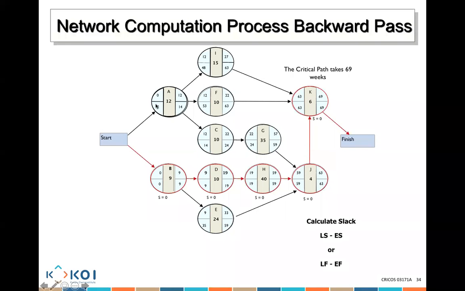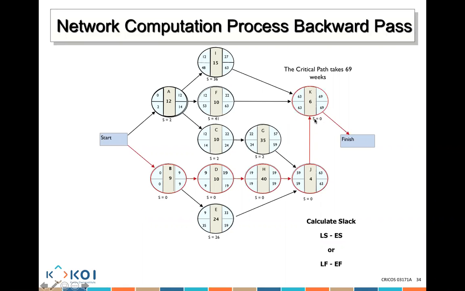Now here, 2 minus 0 is 2. 48 minus 12 is 36. 53 minus 12 is 41. 14 minus 12 is 2. 35 minus 9 is 26. 24 minus 22 is 2. So these here, slack equals 2, slack equals 36, slack equals 0.